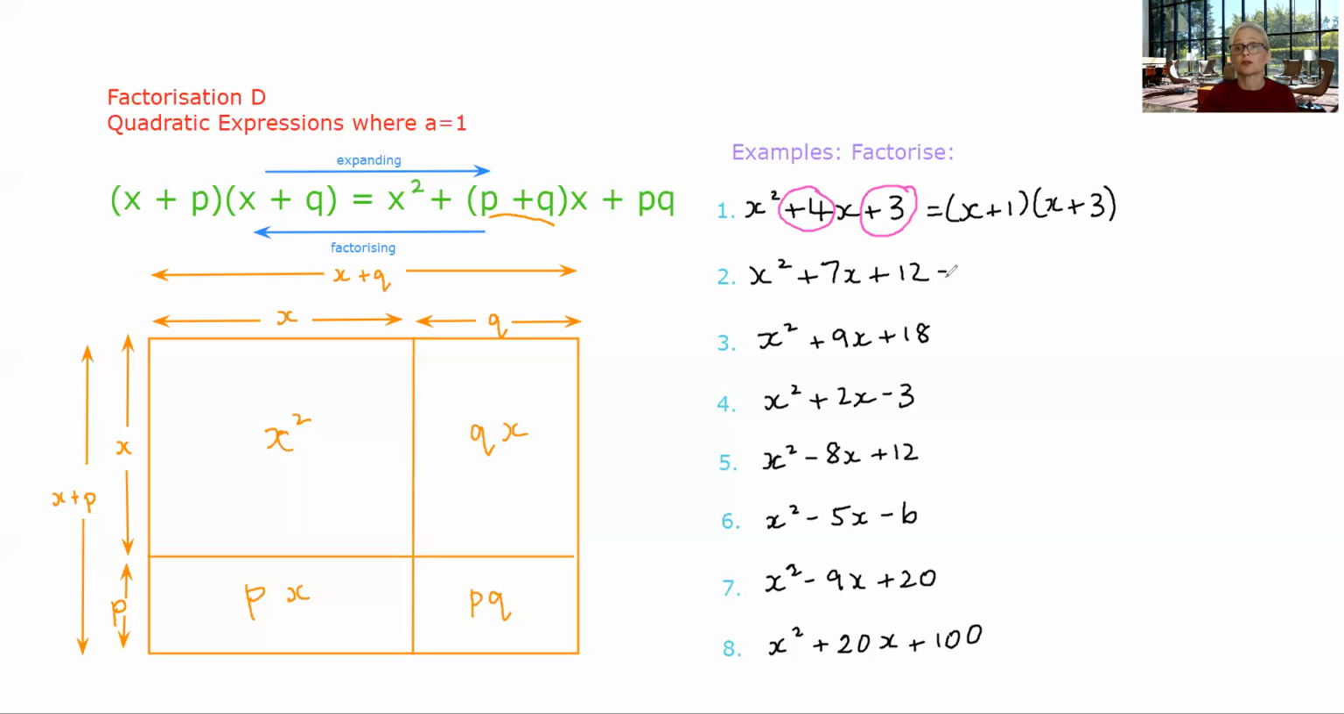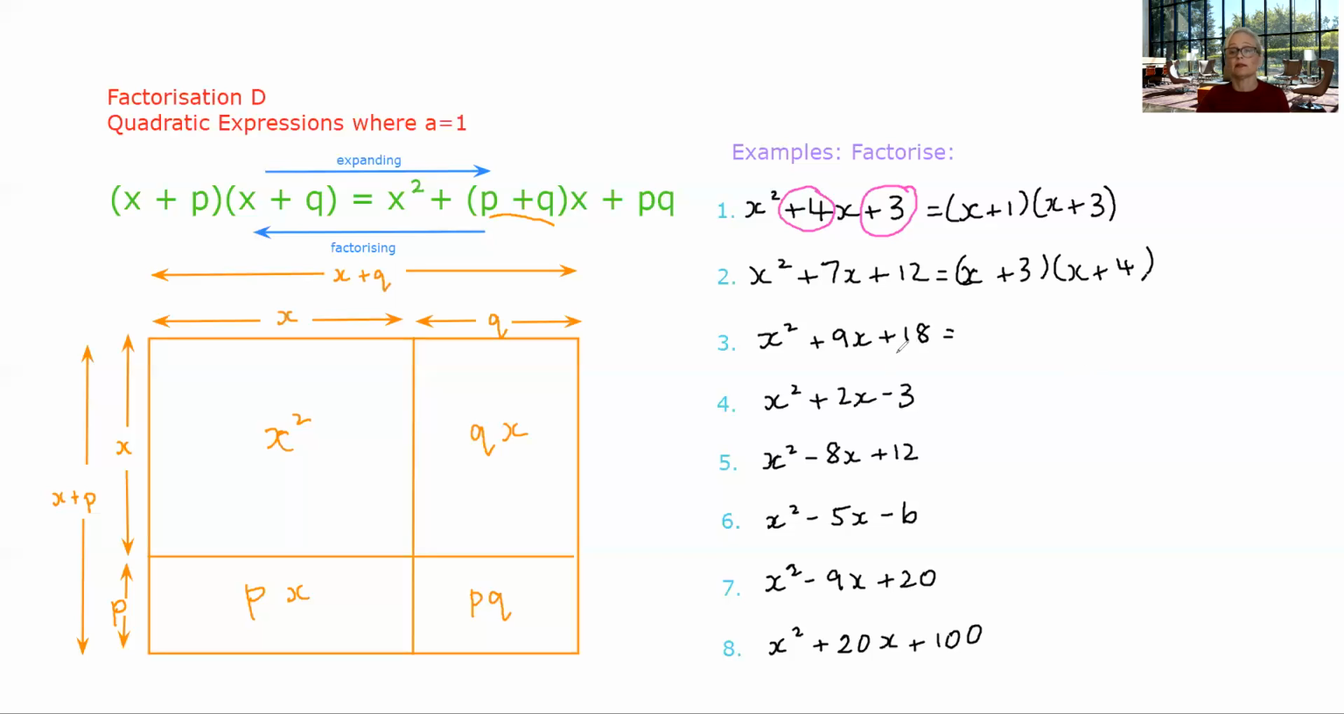Okay, let's try again. So all of these, we should be able to go straight into our brackets. We want two numbers that multiply to give 12 and add to give 7. Thinking about our factors of 12, I could have 12 and 1, 6 and 2, 4 and 3. 4 and 3 will do the job. They'll add up to the correct thing for the middle term.